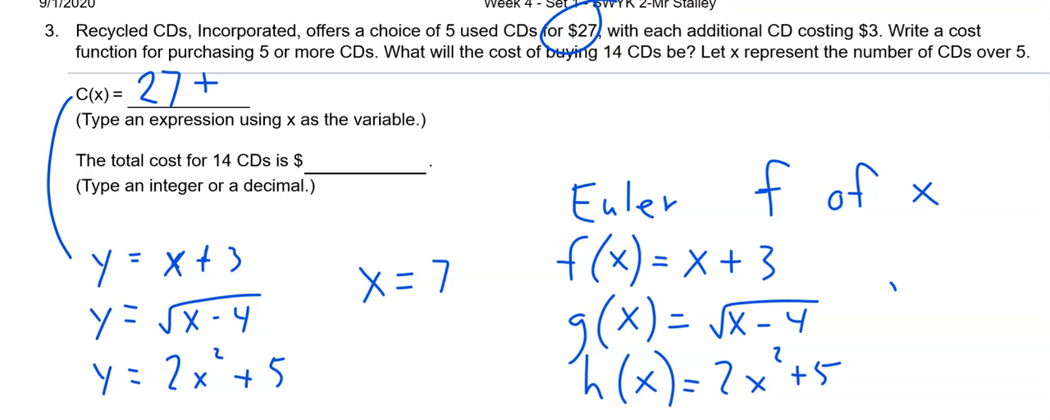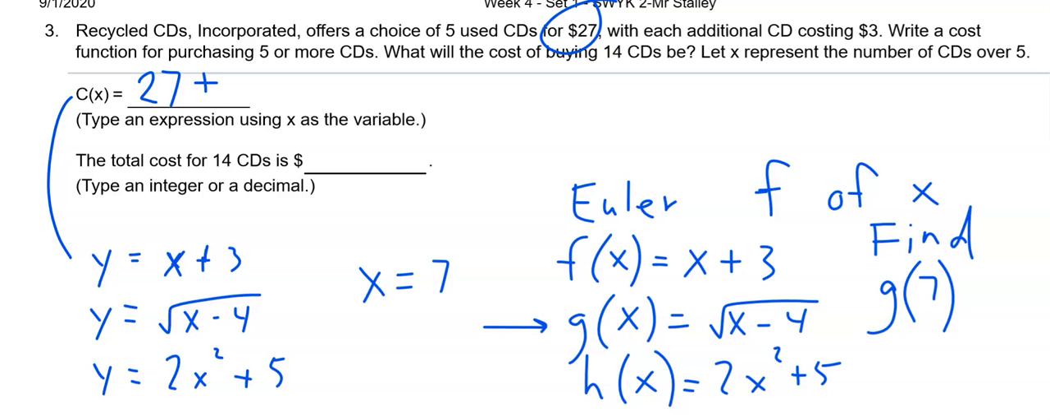Now, let's suppose instead of just making you guess which one, I said find g of 7. If I said find g of 7, now the game seems fair because now you know that we're dealing with this equation right here. There's no guessing. You know because it was named. And now you know where to put the 7 and what to do. So this is called Euler's function notation.